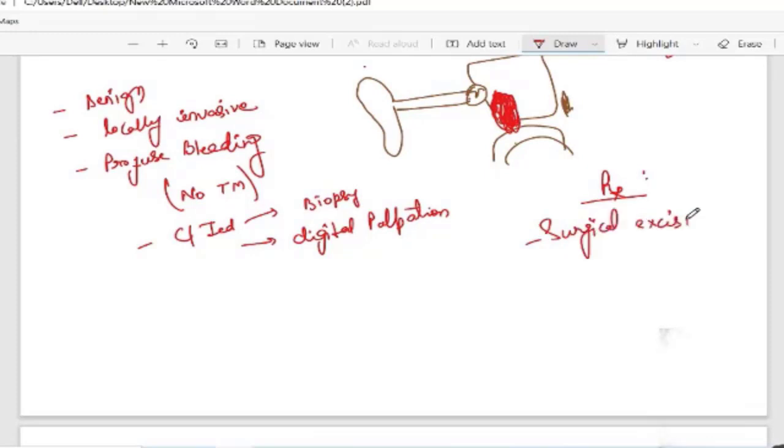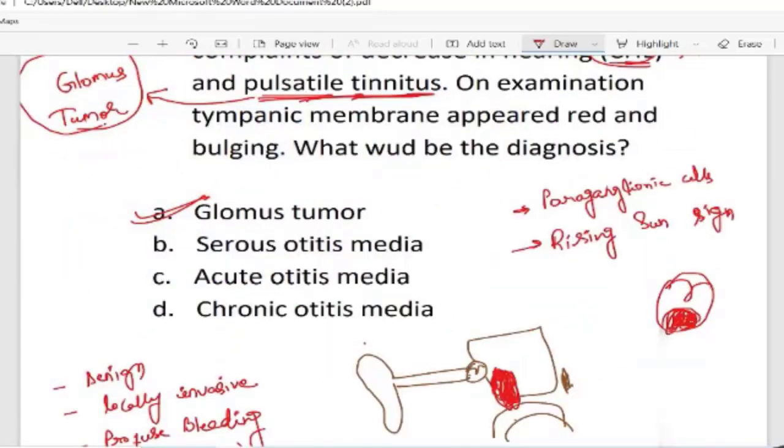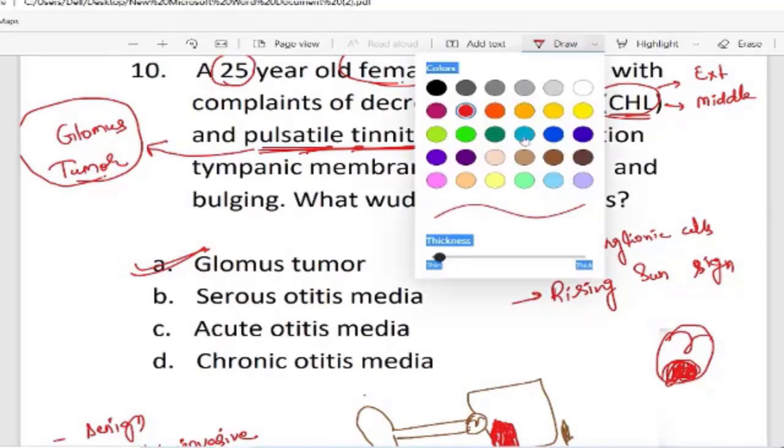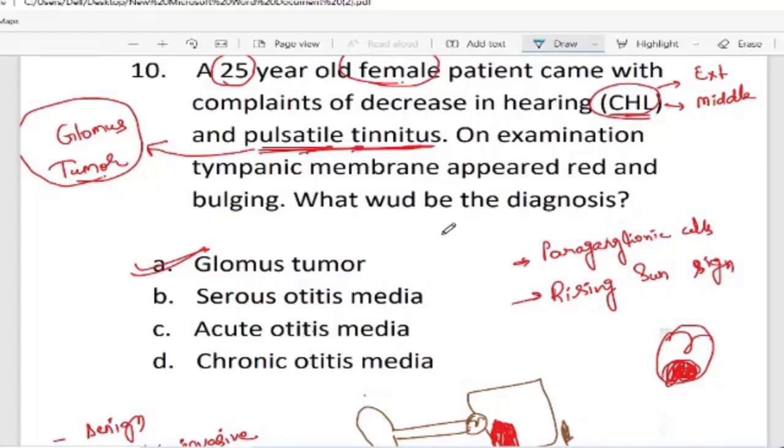And what is the peculiarity? It has pulsatile tinnitus. So pulsatile tinnitus with conductive hearing loss, tympanic membrane with rising sun reflex or sign, tympanic membrane appearing red and bulging, always think of glomus tumor. Look at the other options. We may get confused by looking at the other options also. It can be acute otitis media, because the tympanic membrane will be red, bulging, and there will be conductive hearing loss.